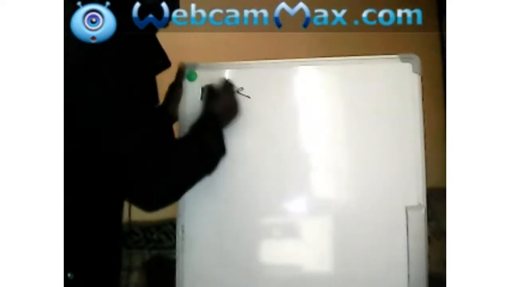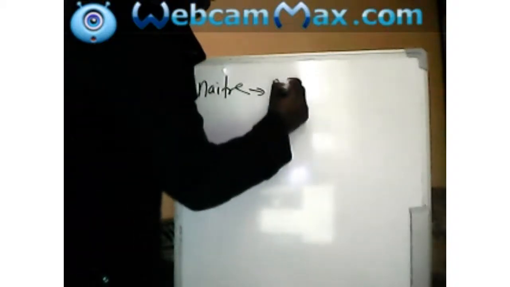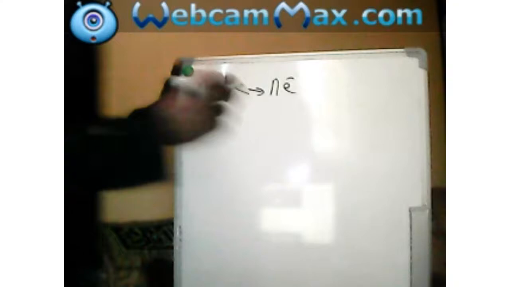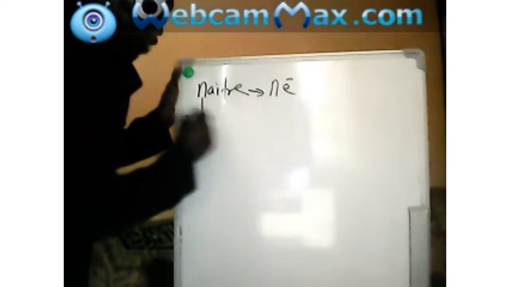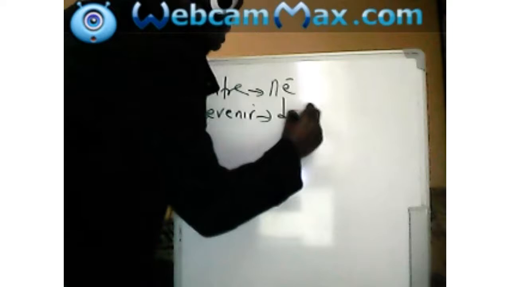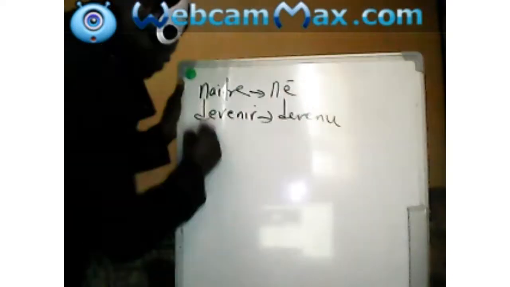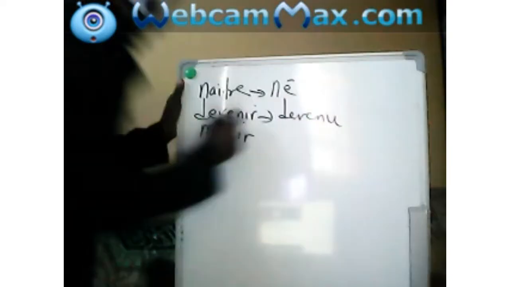Now, apart from the verbs of motion, kindly, we have other three verbs, making those verbs 17, okay? And these three verbs are the following. We have the verb naître, to be born. So the past participle is né. We have the verb devenir. The past participle is devenu. Devenu, became. To become, to be born, to become. Then we have the verb mourir, to die, to be dead. So the past participle is mort.